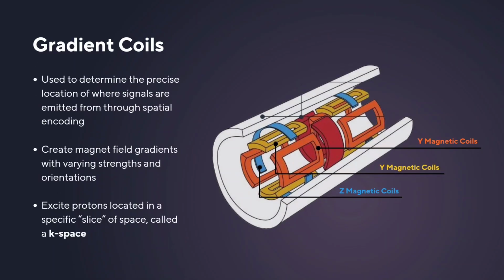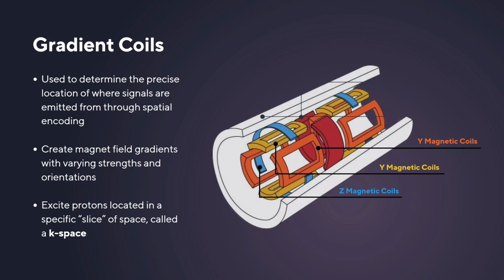However, gradient coils are still needed to extract meaningful data from the sea of radio frequency signals emitted by the protons. Gradient coils are used to determine the precise location of where the signals are emitted from through spatial encoding. They create magnetic field gradients that add or subtract from the main field. Gradients with varying strengths and orientations excite protons that are located only in a specific area or slice of space, called the K-space. Higher gradients will induce a greater resonant frequency and a more rapid precession in the protons.